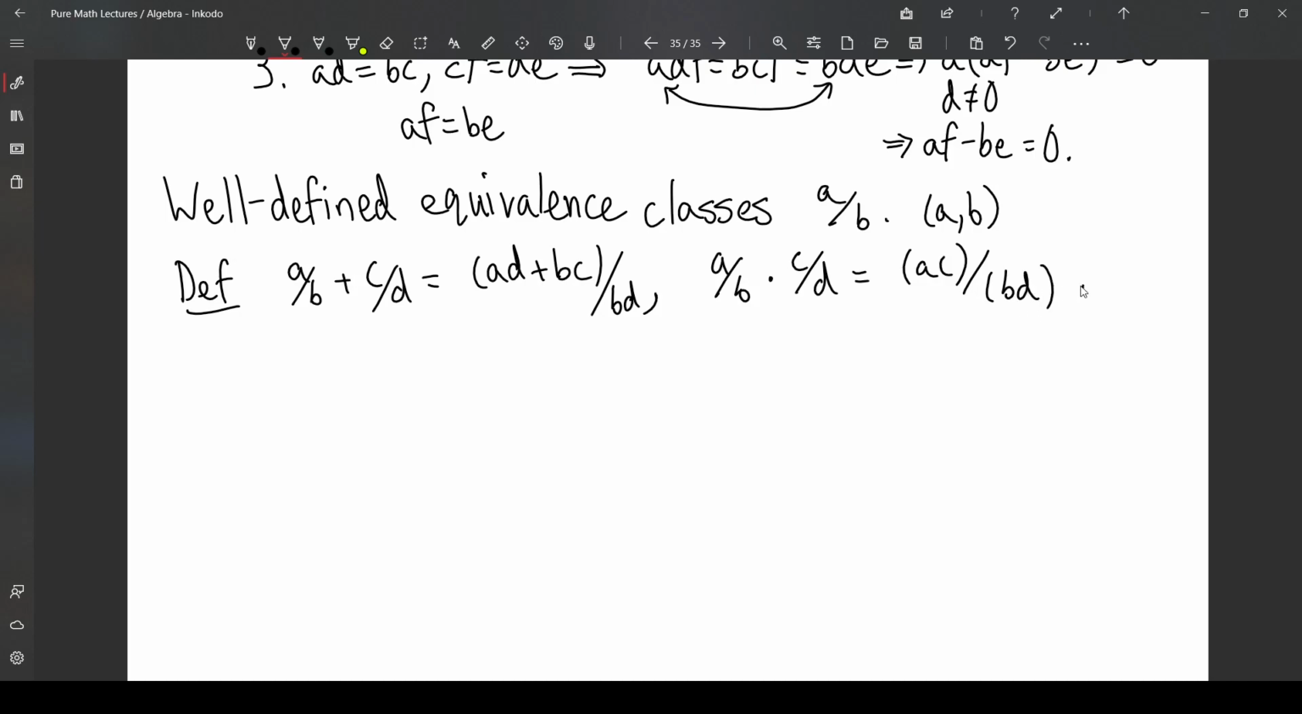And so what you have to check here is that since we're defining things in terms of equivalence classes, if I were to pick a different representative here, you would get the same equivalence class on the right. Okay, and I'm not going to go through these details because they're rather tedious, but if you want to, you should show that.